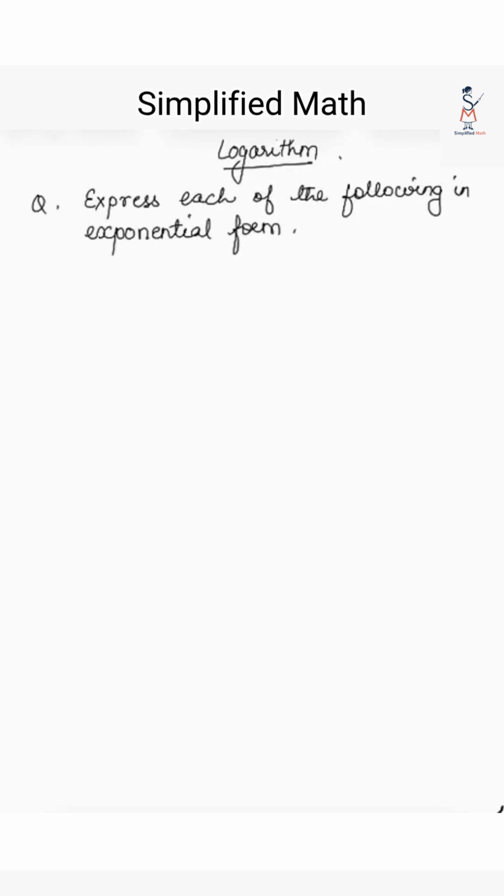Hi, we are doing logarithm. Express each of the following in exponential form. That means it is given in the log form.